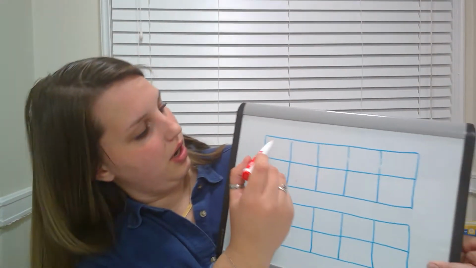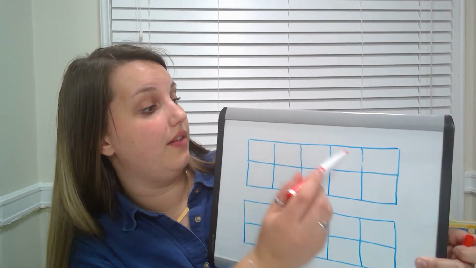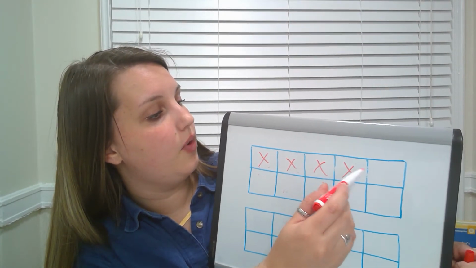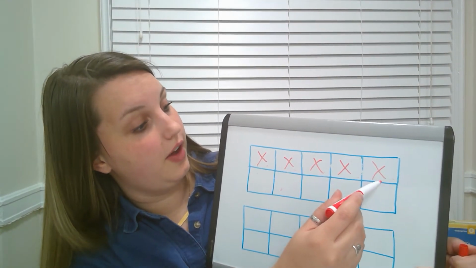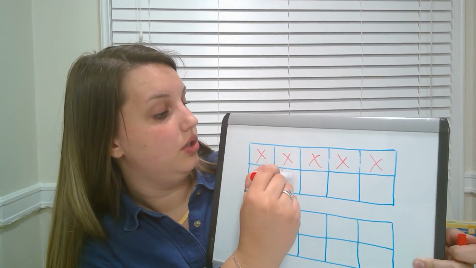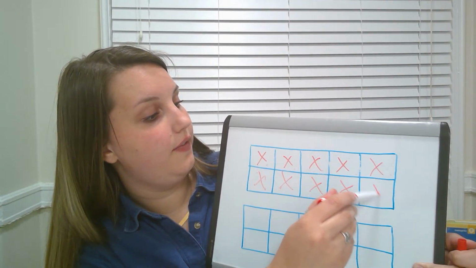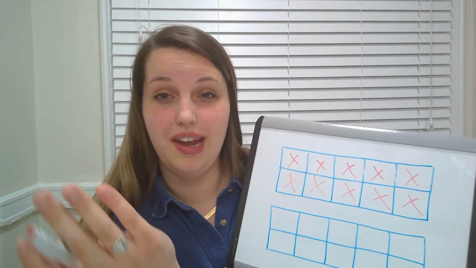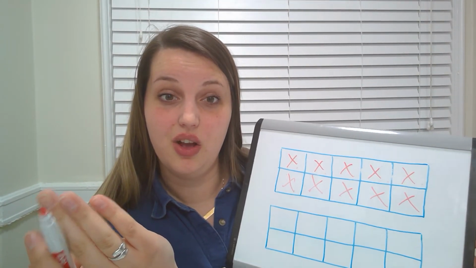Okay, so let's look on my board. I know I have to fill in this whole 10 frame to make 10. 1, 2, 3, 4, 5. 5, 10. 5 plus 5 equals 10. And then how many more makes 11? One more.